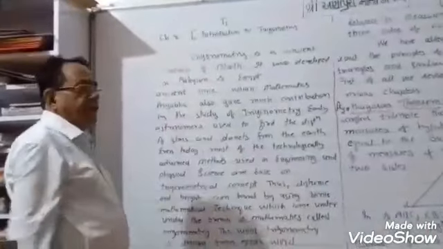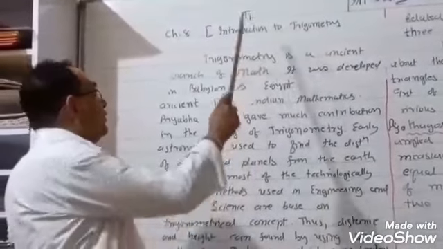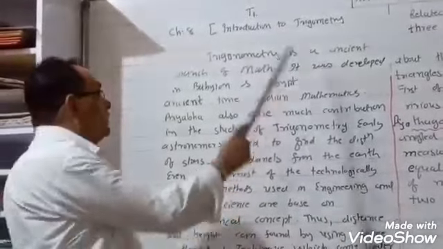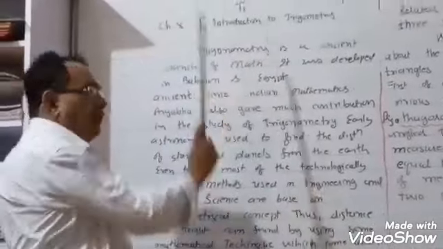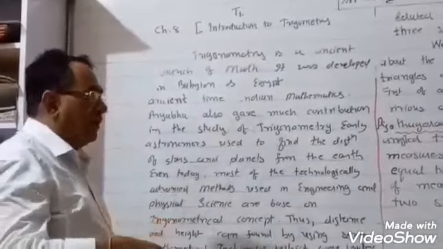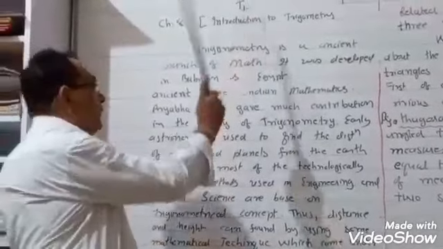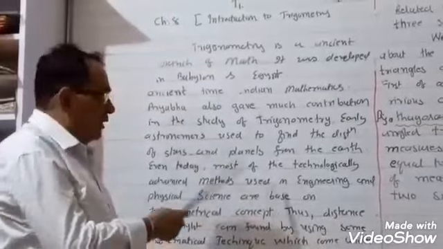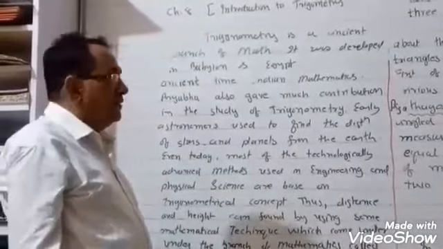Chapter number 8, Introduction to Trigonometry. T1 indicates page number 1 of chapter number 8, Trigonometry. T1, T2, T3, T4, T5, T6. I will give these numbers, so it is a page number. I will take photographs of each page and make PDF files.